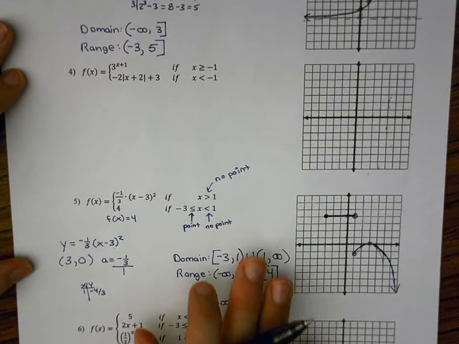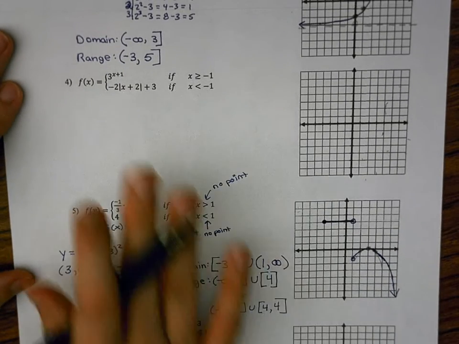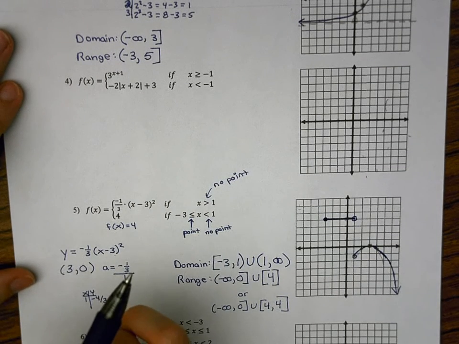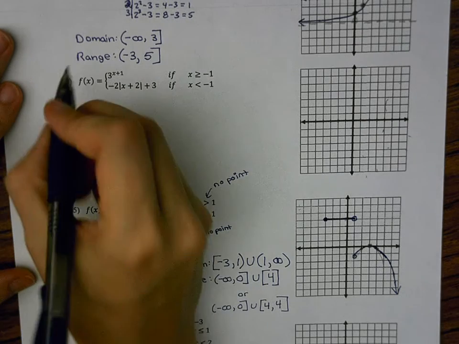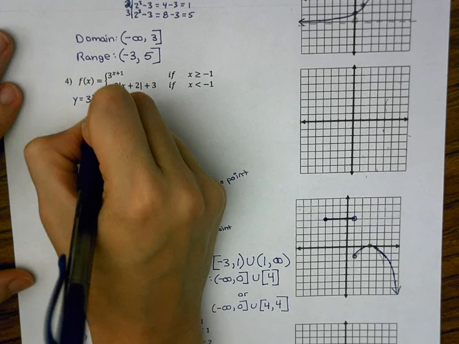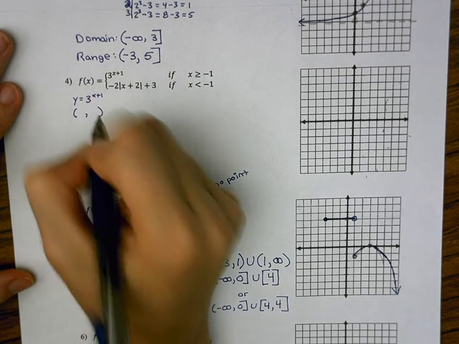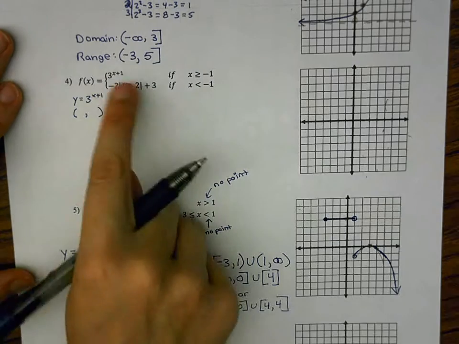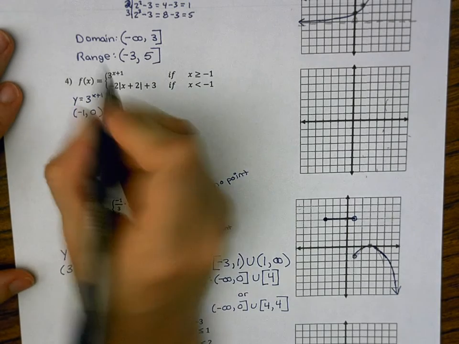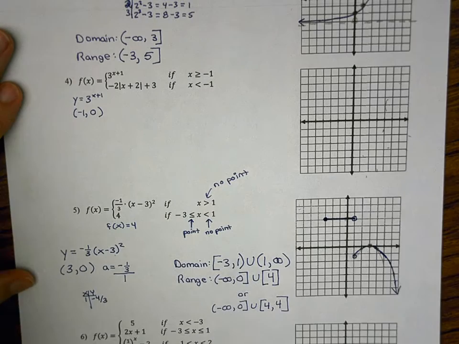Okay? Let's go ahead and come back up here to number 4. Okay, number 4, first up, we have our exponential here, 3 to the x plus 1. What is my starting point? Okay, my starting point would be -1 for x and 0 for y. And remember, that's your asymptote at -1, 0.